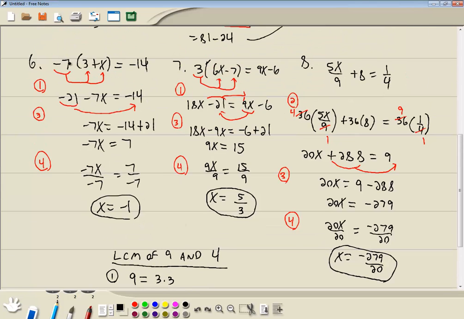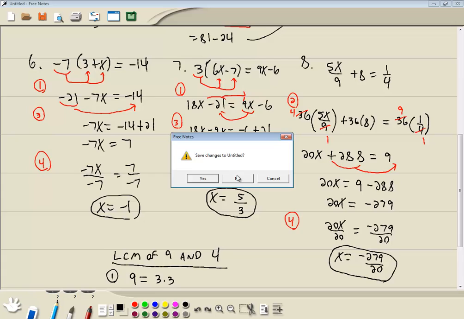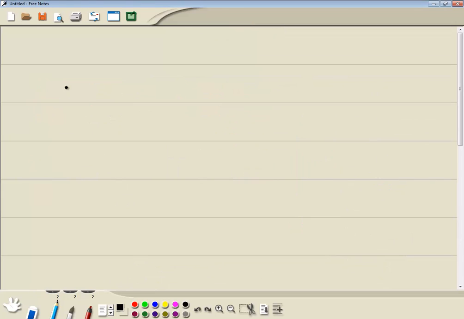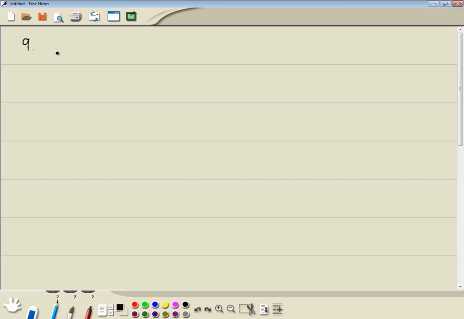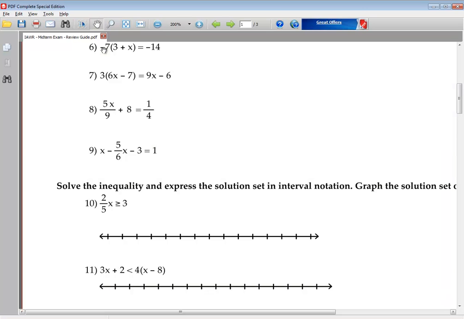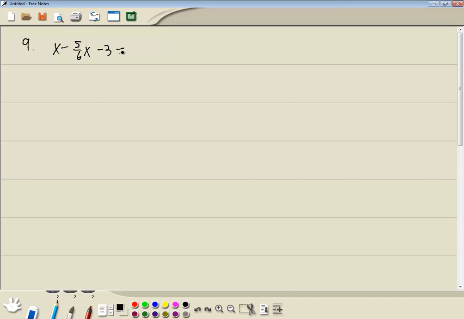Start a new page and we'll look at number 9. x minus 5/6 x minus 3 equals 1. Technically, these are like terms, this x minus 5/6 x, and we can combine them together, but you're going to find it easier to get rid of the fractions first. So let's go through our steps.